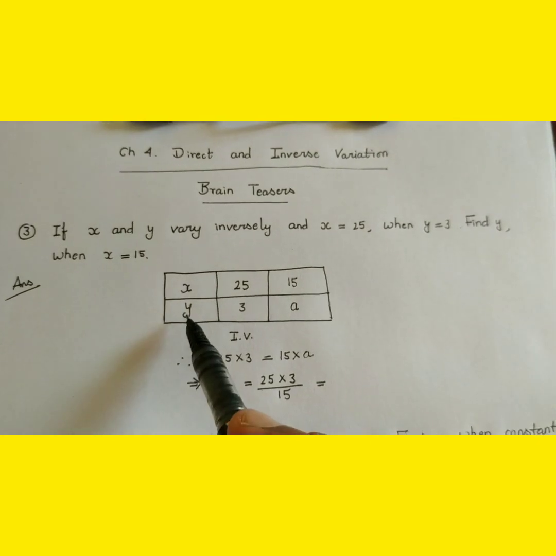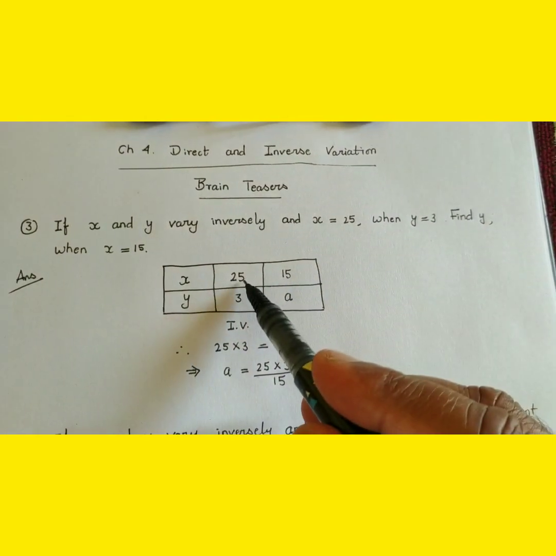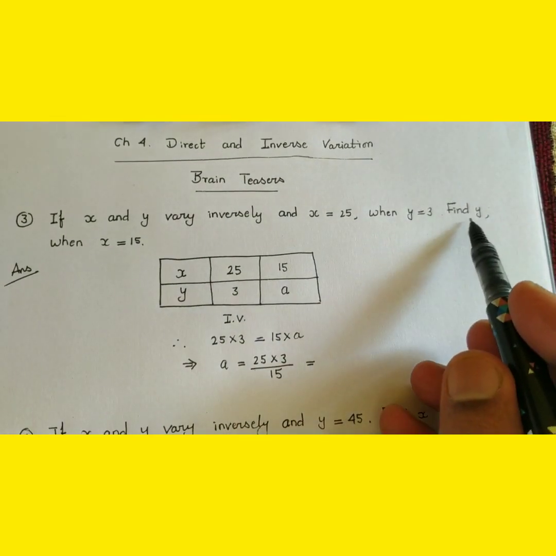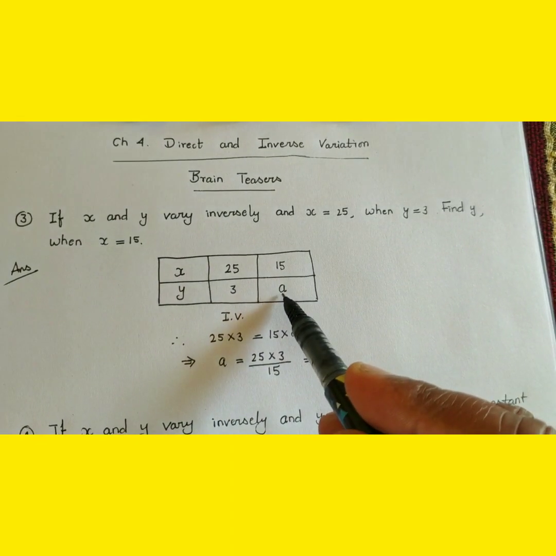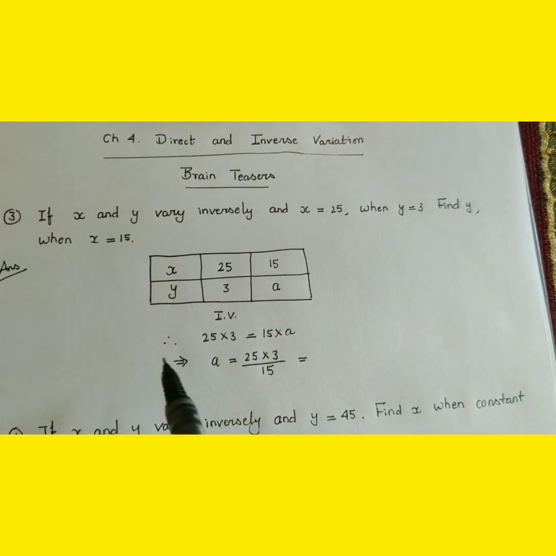We have x and y. When x is 25, y is equal to 3. We have written here 25 and y is 3. We have to find the value of y when x is equal to 15. When x is 15, let y is equal to a. So you write down, let y is equal to a.